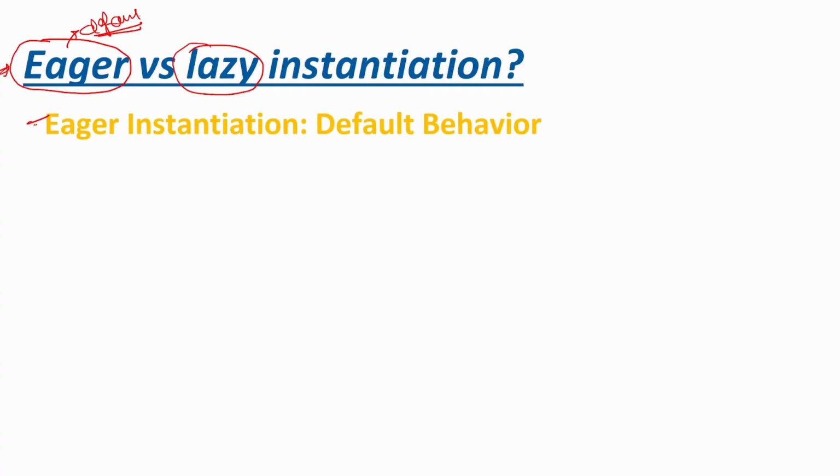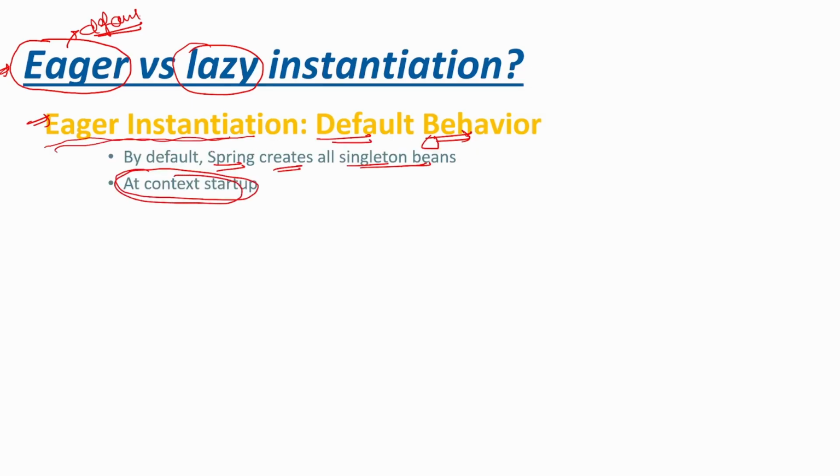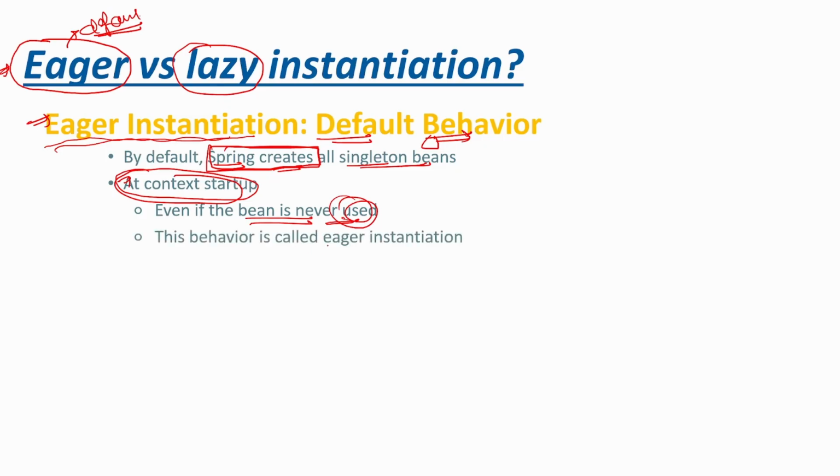Eager initialization is the default behavior. By default, Spring creates all singleton beans at the context startup itself. Even if the bean is never used, Spring creates the bean at the context startup, and this behavior is called eager instantiation. What is meant by eager instantiation? Spring creates the bean at the context startup.